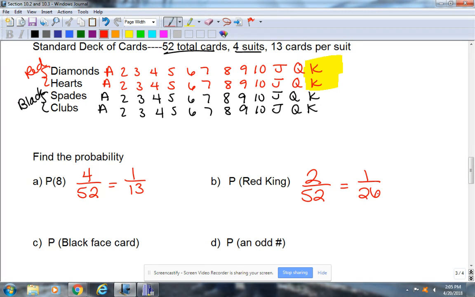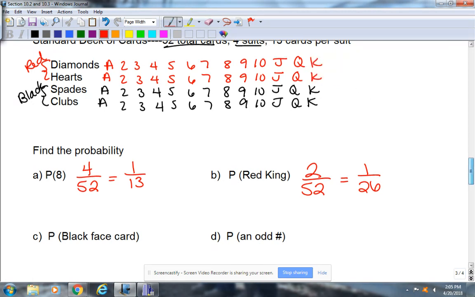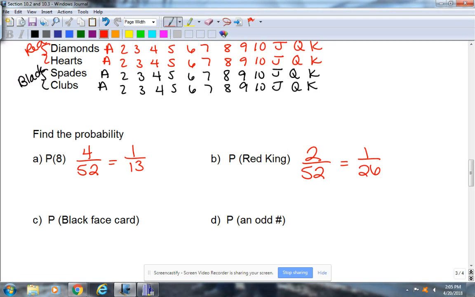All right. So what's the probability of getting a black face card? Now, what does it mean, face card? Y'all tell me what a face card means, though. One that doesn't have a number on it. That means it has a face on it, like a person with a face, right? So which ones have faces? No, I don't want numbers. An ace doesn't have a face. Here's a king. He has a face.